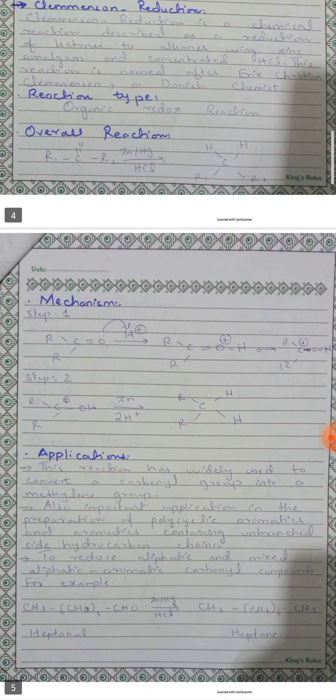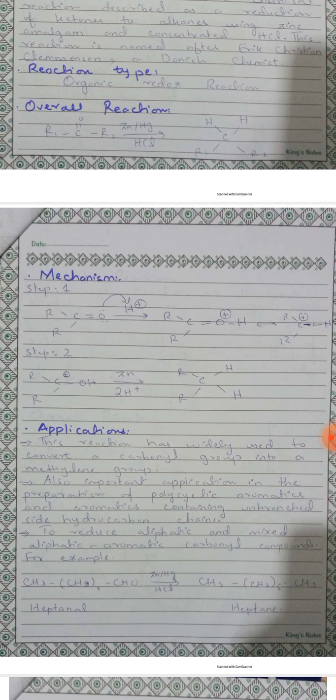Now we'll see its mechanism. In the first step, the ketone is protonated and then two resonating forms of the product are shown here. Then in the second step, the product will be protonated again in the presence of zinc to form an alkane. Talking about its applications, this reaction is widely used to convert a carbonyl group into a methylene group. It also has an important application in the preparation of polycyclic aromatics and aromatics containing unbranched side hydrocarbon chains.